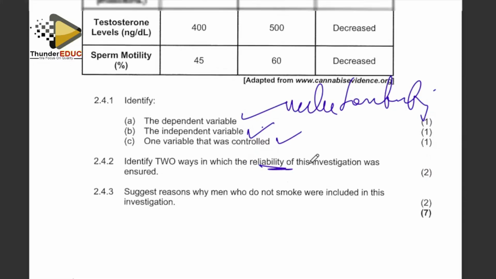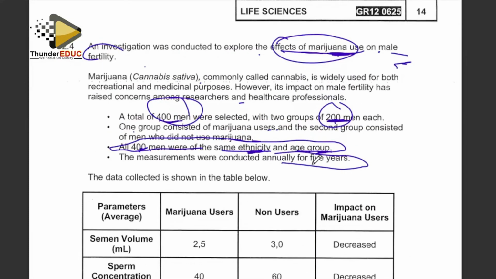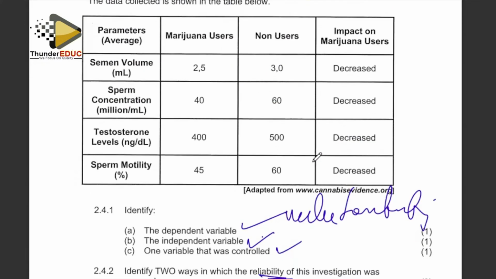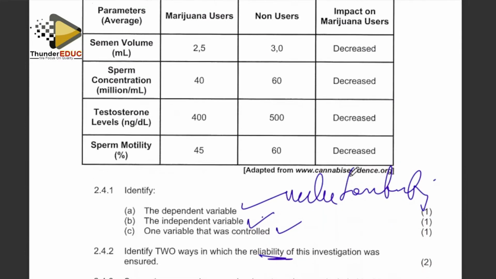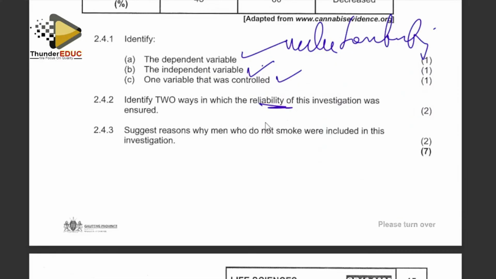Reliability was ensured by repeating the experiment. So what did they do? They conducted it annually for 5 years, meaning they repeated it 5 times. That's number 1. Number 2, you increase the sample size. They used 400 males to increase the reliability. So that one is also done.